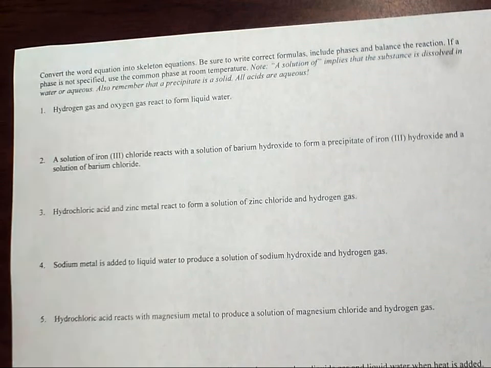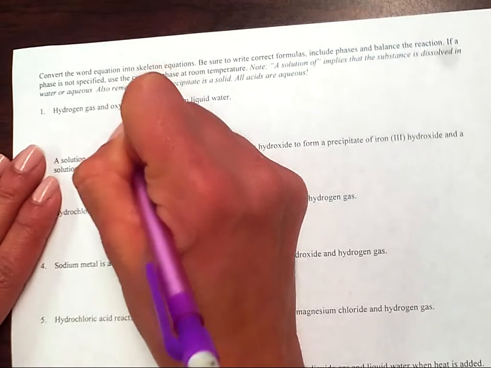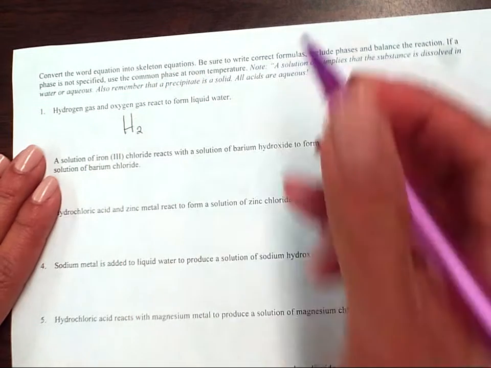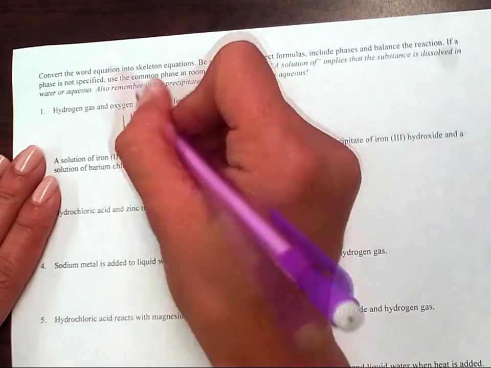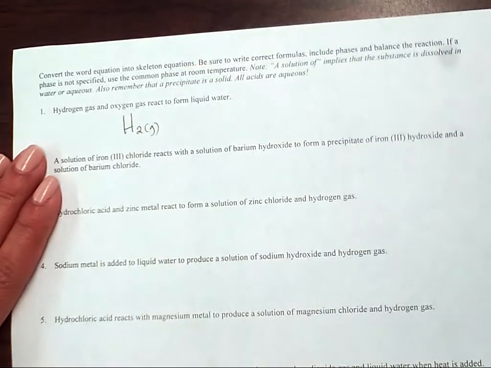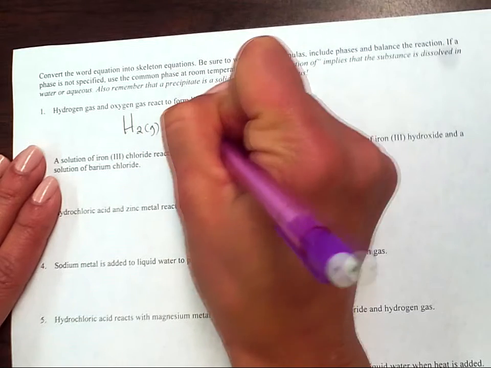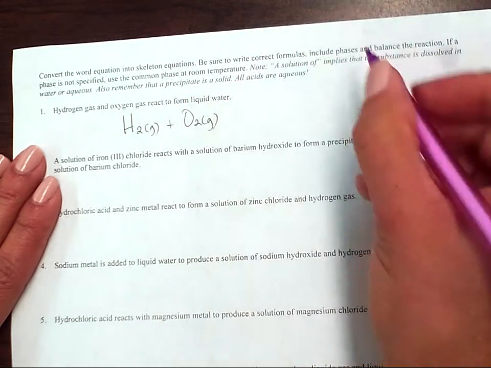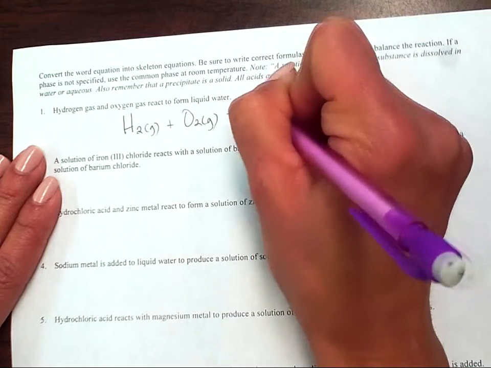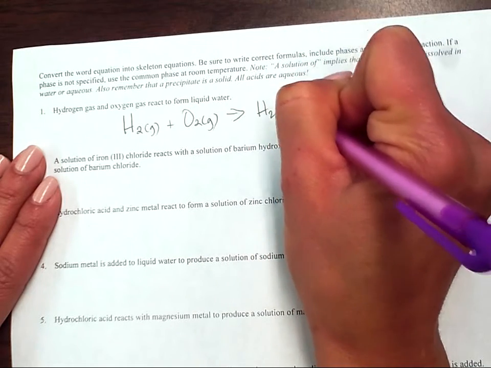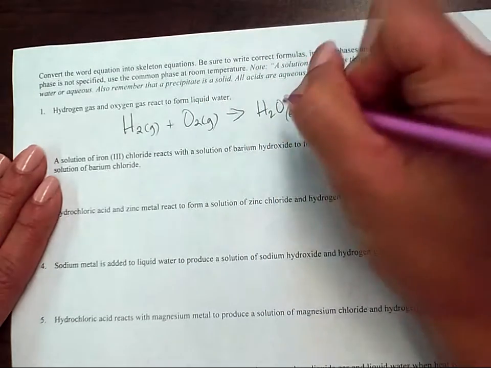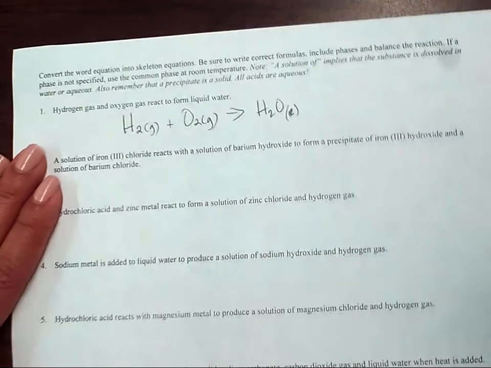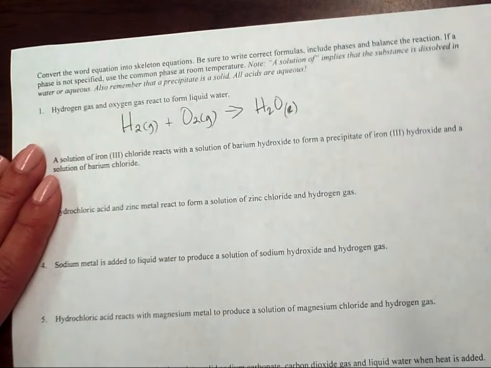So this would be written as hydrogen gas. Now remember, hydrogen is diatomic. We show that it's a gas, plus oxygen, which is diatomic gas, equals H2O liquid. That's an L. I guess I'll make it look better. Okay, so now you're not done.